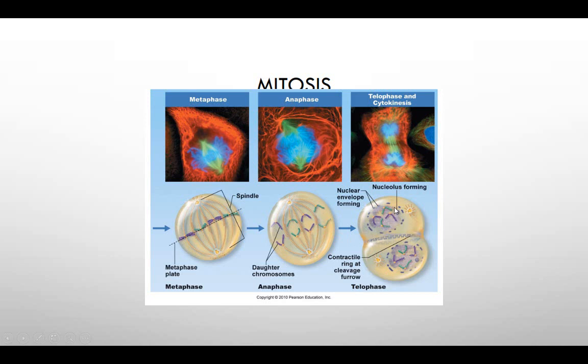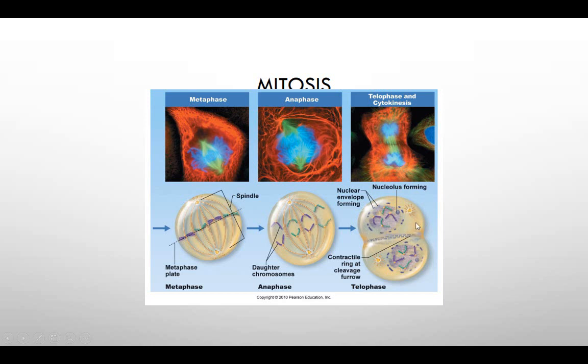So we start to see the nuclear membrane starting to come back, and these chromosomes here will start to unravel and become chromatin, the stringy form of the DNA. And we also see this little indentation here, which you can see up in this picture too, which we call the cleavage furrow, and that's very unique to telophase.